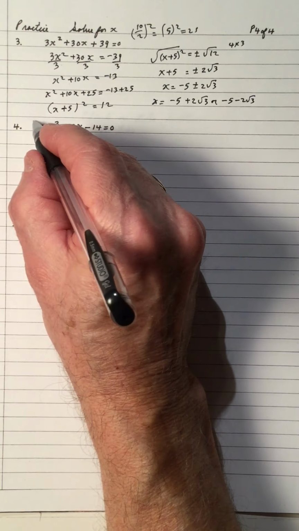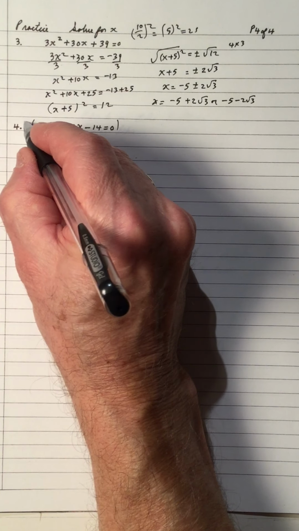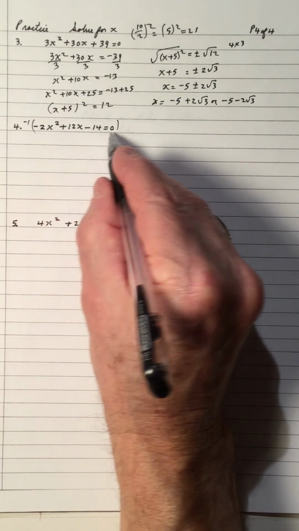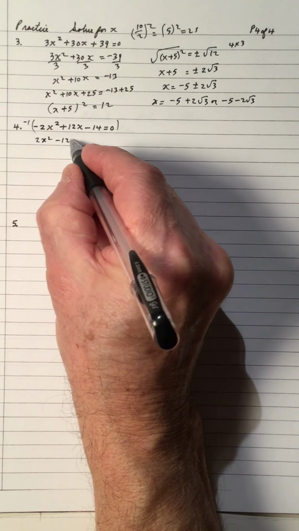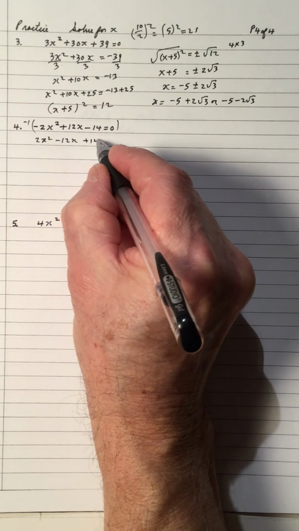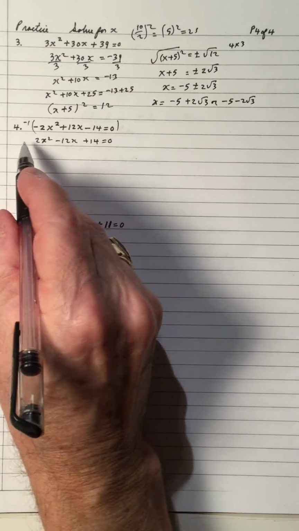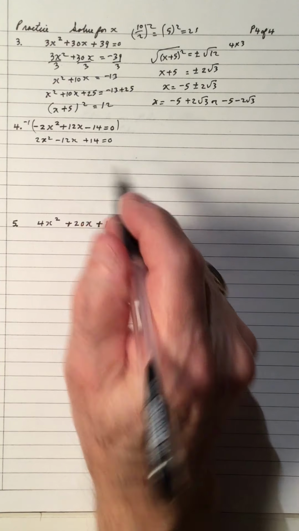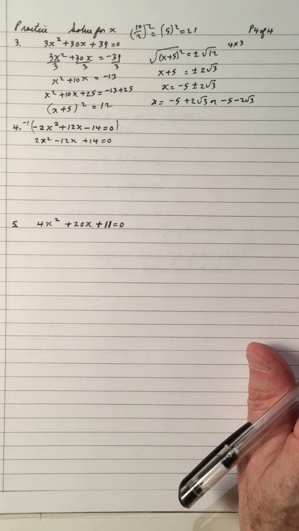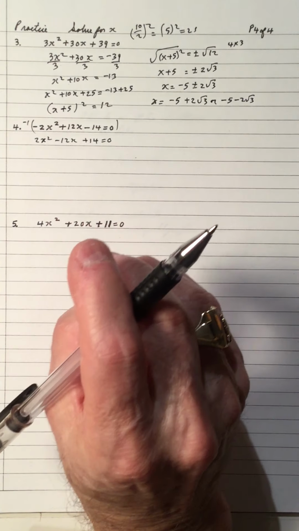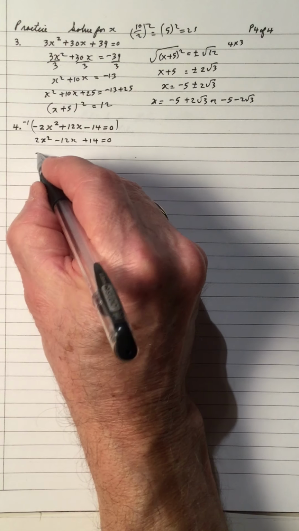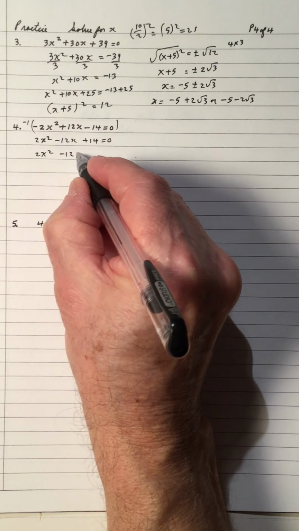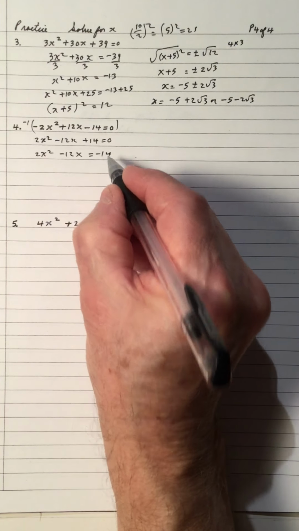So we'll, again, I like to remove the negative by multiplying all terms by negative 1. So it's 2x squared minus 12x plus 14. Now, really, there's no need to do that, but I'm doing it because when I factor or when I solve, I like to have the leading coefficient positive, so I'm going to obey that. So I have 2x squared minus 12x equals negative 14.